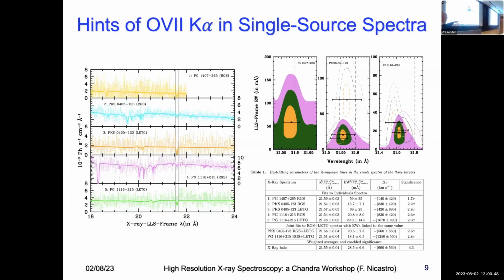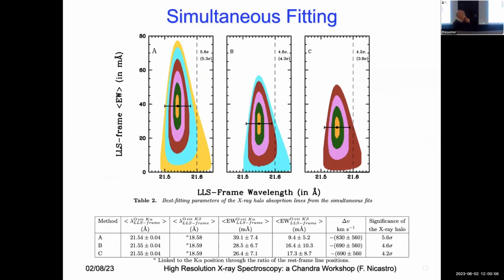These are the properties of the line. These are the significances in the single spectra, very low significance. But then if you fit the spectra simultaneously, this is what you get. These are the contours of line equivalent width versus centroid position of the lines with three methods. Essentially, this is by leaving the parameters free to vary in all spectra, and this is by linking the equivalent width in the two RGS and LETG spectra of the two sources that have both. And this is by linking also the position in these two sources.